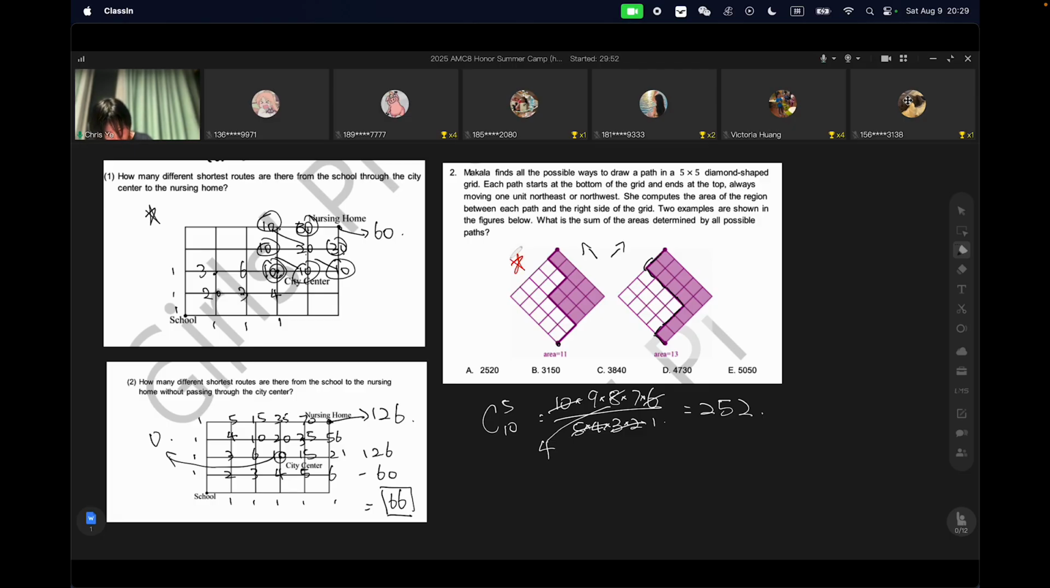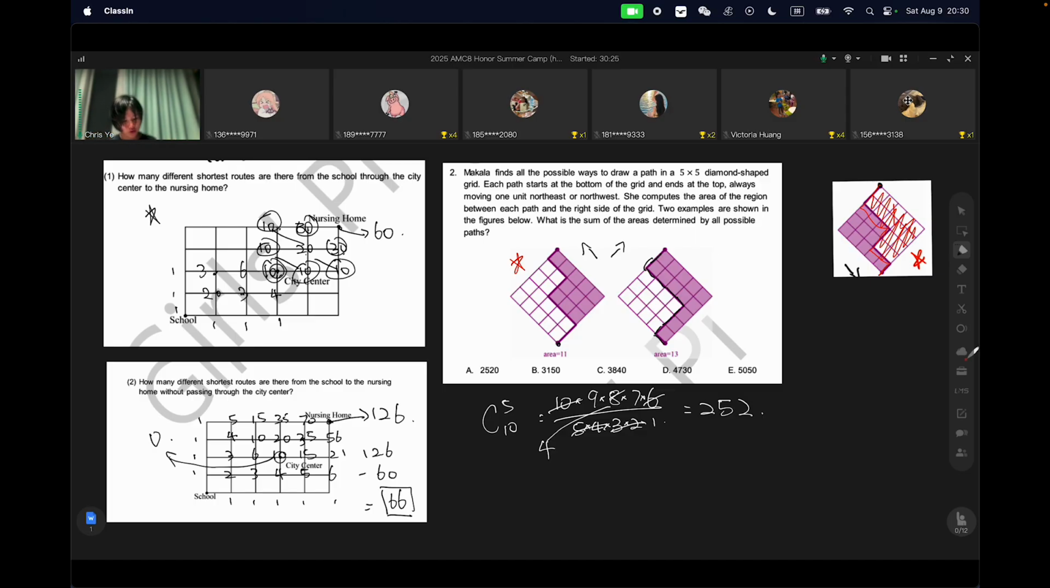Let me screenshot it. So if we have this, and let's see, can I turn it around? And I turn it around, then we can see a different path that goes like this. And if it goes like this, then the area that it covers will be this. So this is also going to be one of the possible paths we have. And as you can see, these two figures fit together perfectly to form the 5x5 diamond-shaped grid.